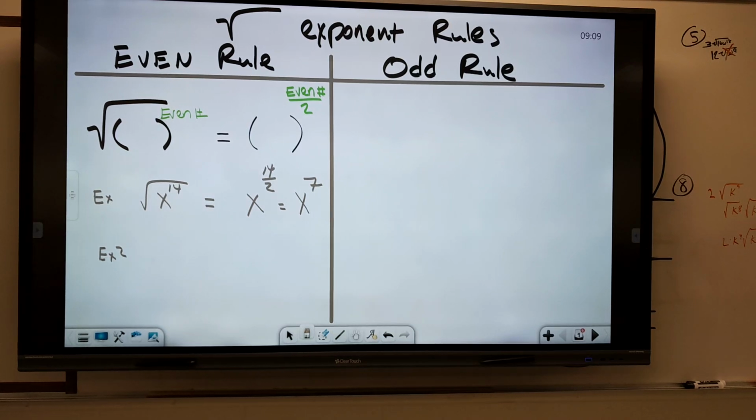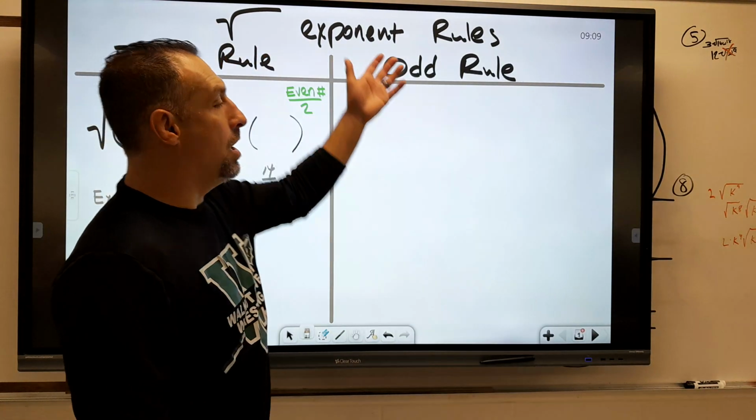All right, so we are learning square roots, exponents.